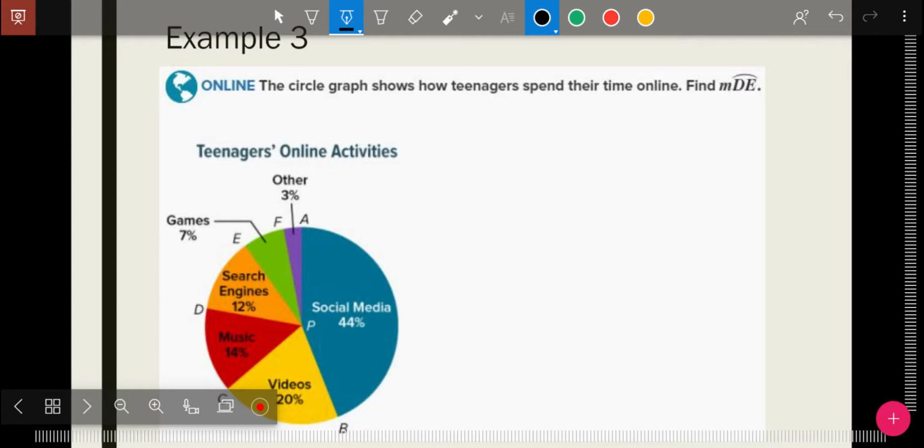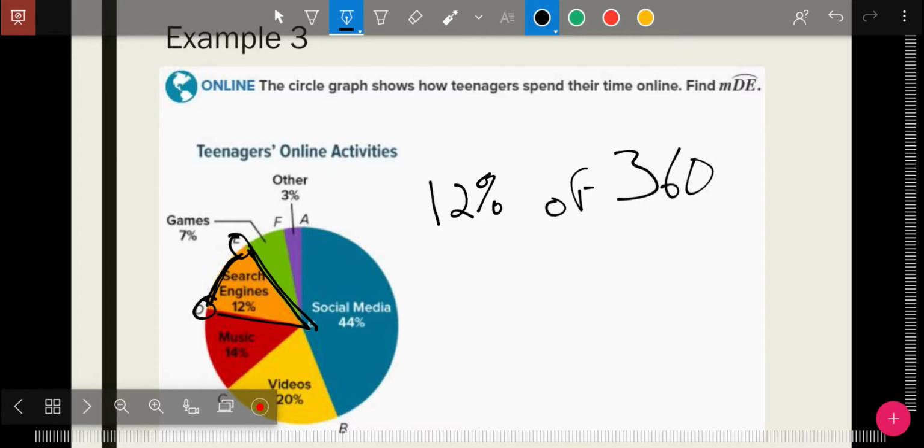So it wants me to find DE. So first, where is DE? D is right here. E is right here. So it wants me to find the measure of that arc. That arc hits this angle, and that angle is not 12 degrees. It would be so awesome if it was 12 degrees, I'd be done. It says 12%. So 12% of what? 12% of the circle. The circle has how many degrees in it?